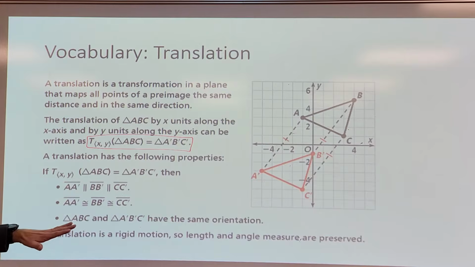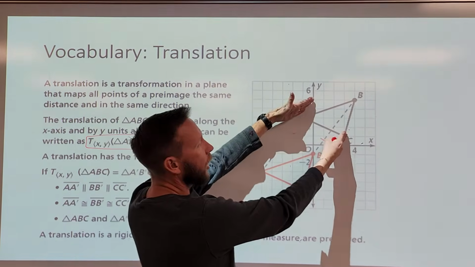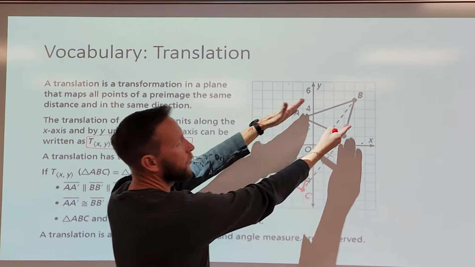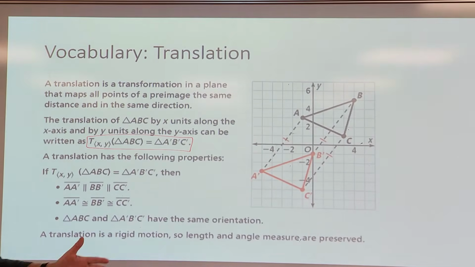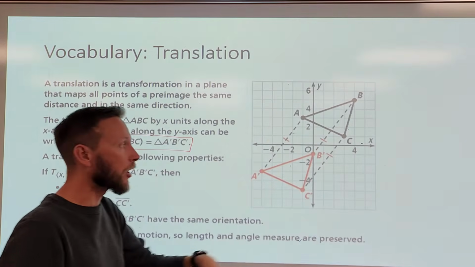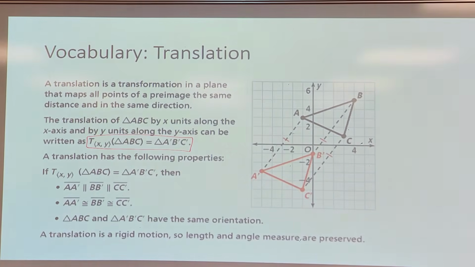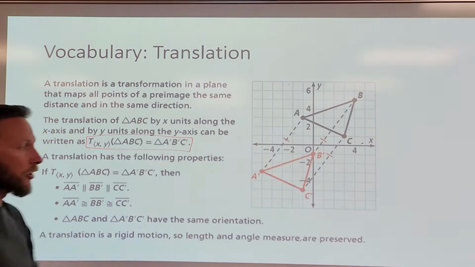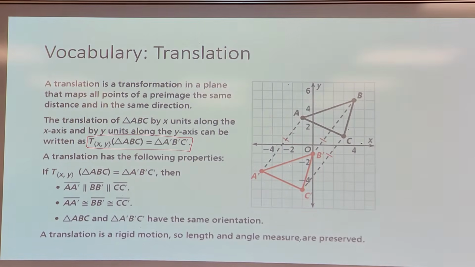So in a transformation, when we move triangle ABC back and down, or if we move it diagonal, we're going to notice that each of these segments connecting A to A prime, B to B prime, C to C prime are all parallel to each other. We should see that they're parallel, but we should also see that they are congruent to each other. Each of those segments are congruent to each other.